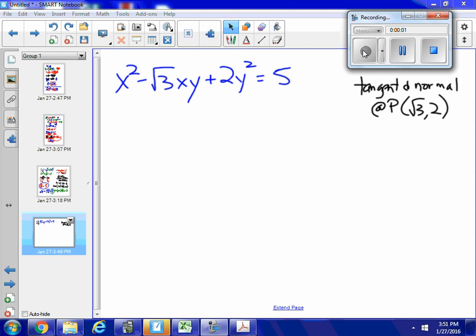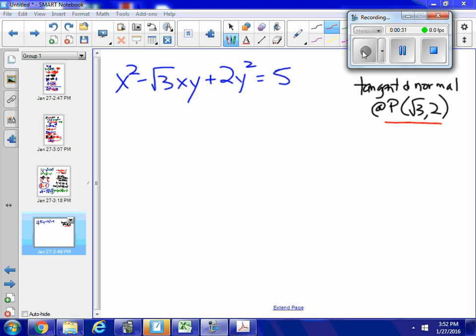Here I have the equation of a curve, and I need to find the tangent and normal lines at this point here, radical 3 comma 2. Again, I don't have y all by itself, so I can't just do my normal differentiation. I'm going to have to use implicit differentiation, and implicit differentiation is really just using the chain rule.